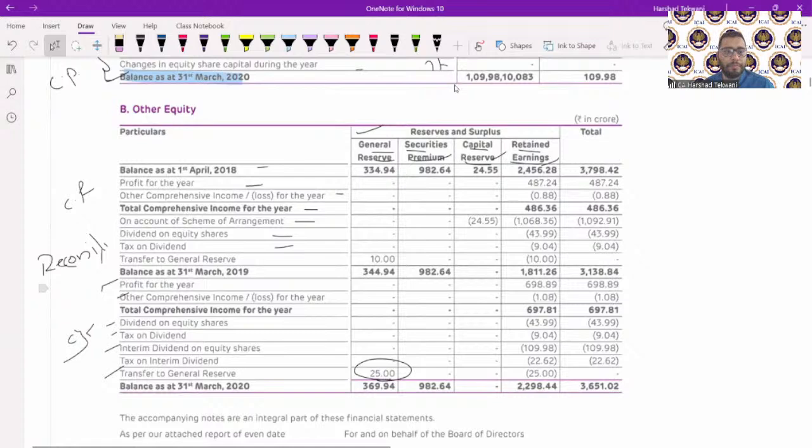Clear? So this is how you need to provide the statement of changes in equity. I'll also show you.